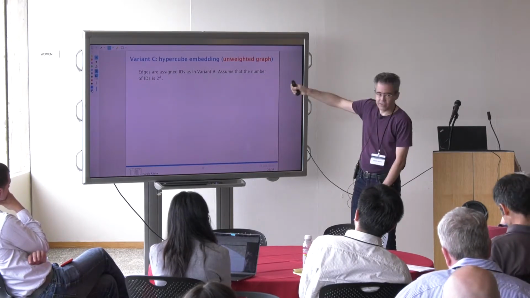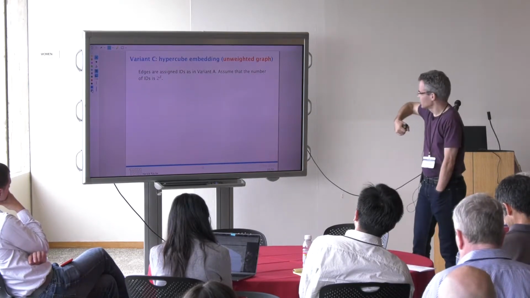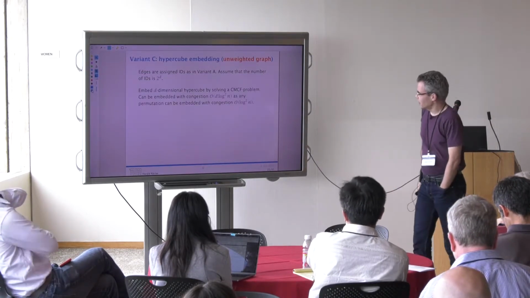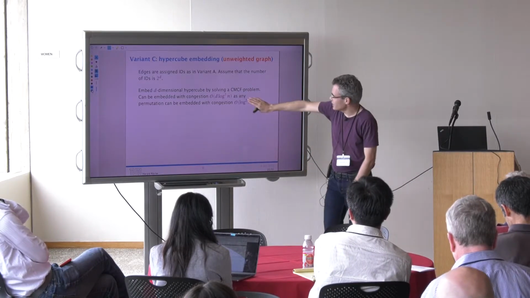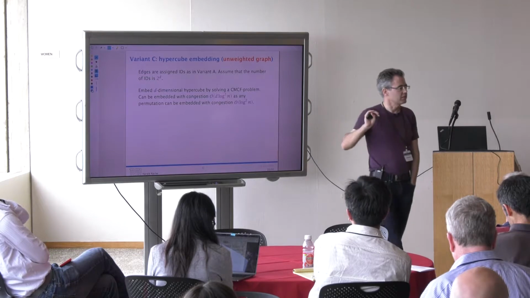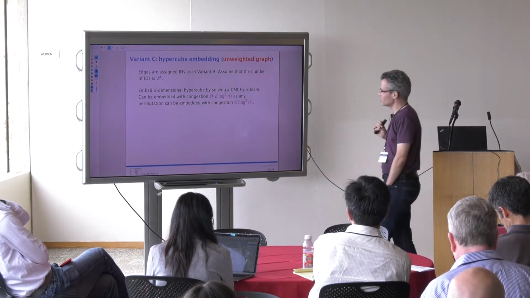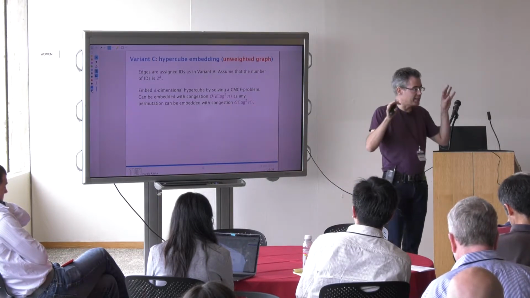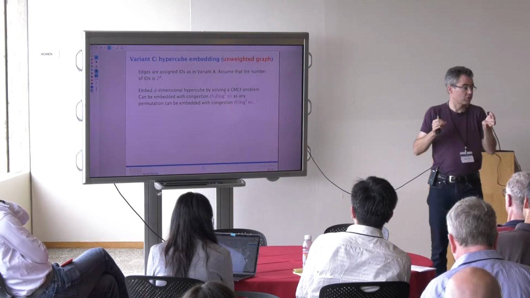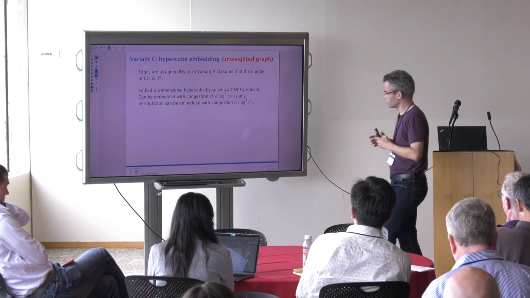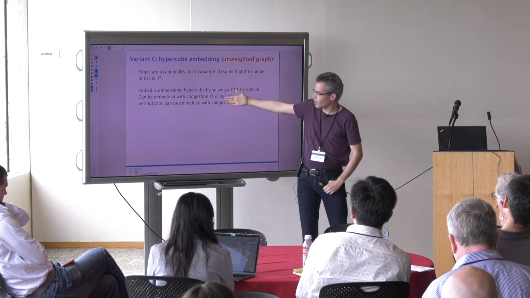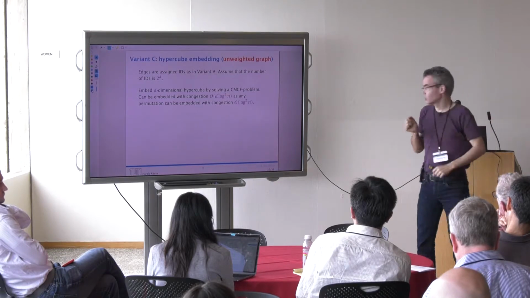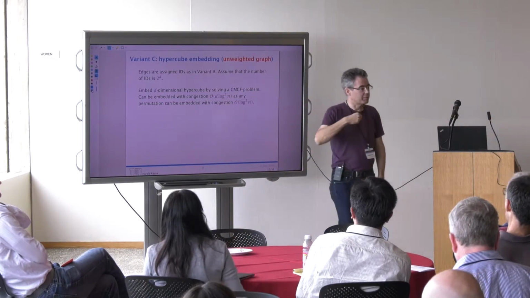We assign IDs to the edges as before, as in variant A. And I assume that the number of IDs is a power of 2. This kind of makes things easier. And now you simply embed a d-dimensional hypercube for the IDs. You can embed this hypercube with congestion d times log squared n. So between the edges, you can route all to all with congestion log squared n, because you can solve the all-to-all multi-commodity flow problem. And now, if I can route all to all, I can route any permutation, and a hypercube is just d many permutations. So I get this d log squared n congestion for embedding the hypercube.